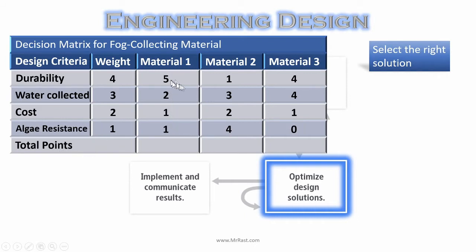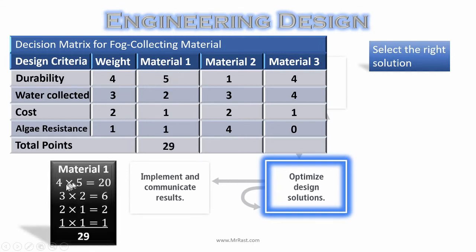Now we don't just add 5 plus 2 plus 1 plus 1. These are weighted. Durability is the most important. So since we gave durability a value of 4, it's weighted as 4, and this one here scores very high, it scores a 5, we would actually score that as a 20. So we say 4 times 5 is 20. Water collected, we do 3 times 2, weighted 3 times 2 is 6. The cost, 2 times 1, that's a value of 2. And algae resistance, 1 times 1 is a value of 1. We add up all the values and I come up with this number 29.